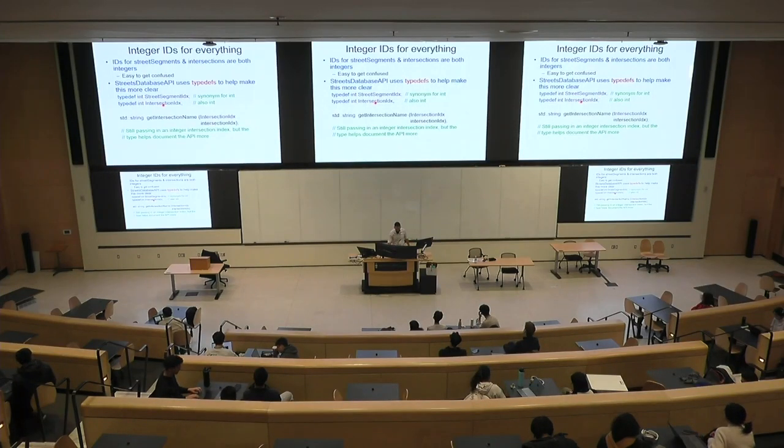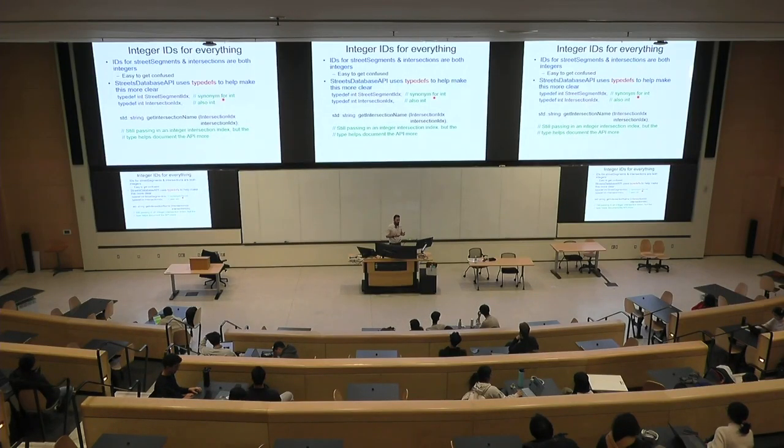For example, this is one of the functions that you will deal with, and it's called getIntersectionName. What it expects is an integer, but this integer is associated with an ID for the intersection. So this way we make it less confusing to the reader and the writer, and it's less error prone.